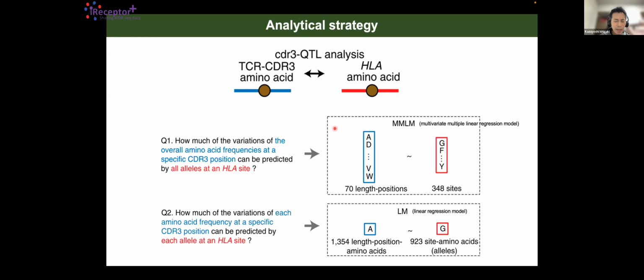Basically, in this study, I used two different statistical models. In my association test, I focus on one specific position of TCR CDR3 and one specific position of HLA amino acid. At one position of TCR, we have up to 20 different amino acids, and on the HLA side, if the position is highly polymorphic, it has up to 6 different alleles. In one model, I asked about the correlation between those two using all possible amino acid combinations, with a multiple linear regression model. In the other model, I used a super simple strategy: I asked about each amino acid one at a time using a simple linear regression model.